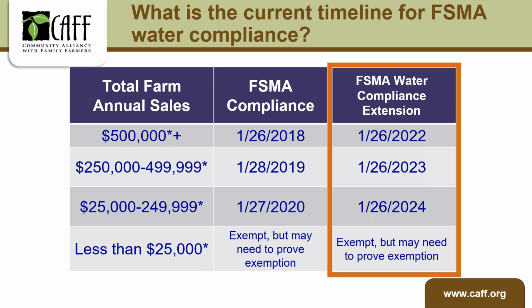The rest of the law, farms have this other timeline, this other column here for FSMA compliance. So the largest farms already needed to be in compliance, as well as the 250 to 499. And then the upcoming January 27, 2020 for the tier 25,000 to 249,999 is on the horizon for the rest of the FSMA requirements outside of the water requirements. But only water specifically, the requirements within that, there's this extension timeline.